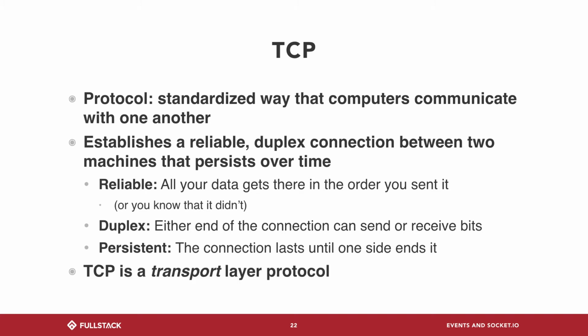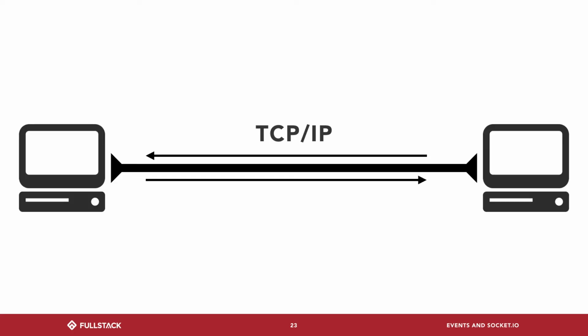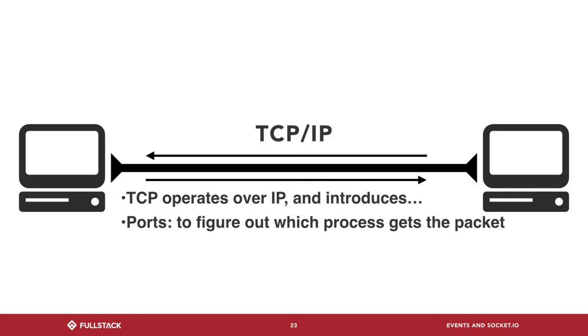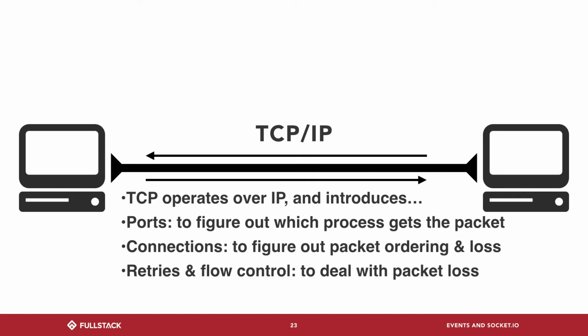So TCP is a transport protocol, meaning that it sits on top of IP, which is the internet layer protocol, I think. But these layers have specific names. It sits on top of another protocol and provides reliable transport. So it introduces some things that you're familiar with, like ports and connections, and some things that you're not familiar with because it hides them, like retries and flow control. The general ability to send data at only the rate that the receiver can actually receive it.